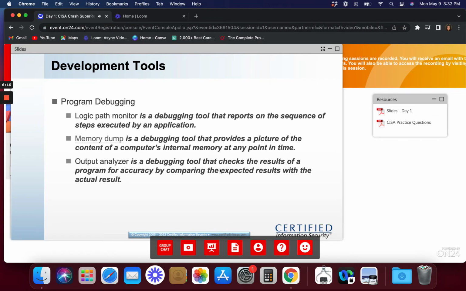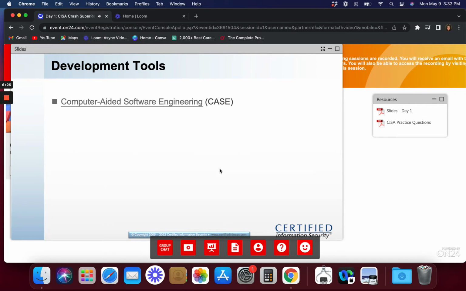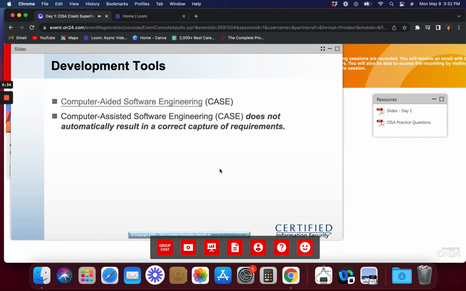Yep, they officially call it an output analyzer as if that's an actual defined term somewhere. We have, again, defined terms that are real: CASE, computer-aided software engineering. Again, using computer automation to help us design and develop things. However, using CASE doesn't automatically result in correct capture of requirements because, again, requirements come from our users, not from the actual software engineering software.